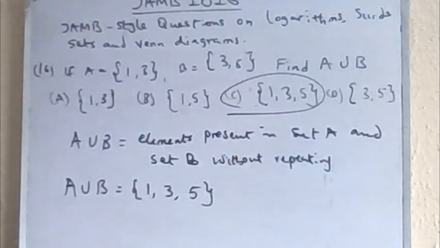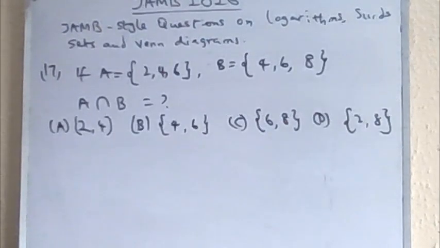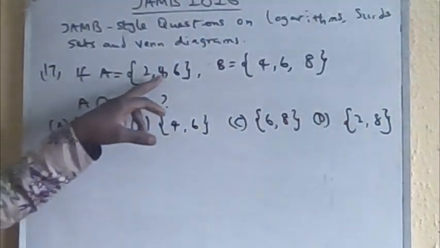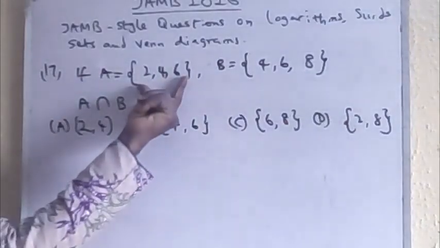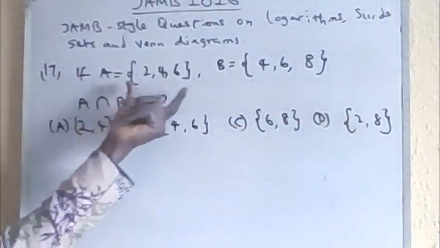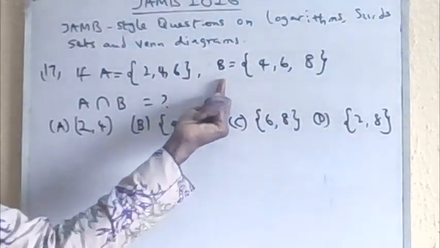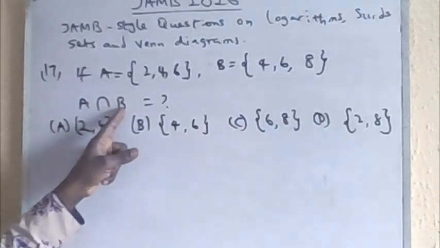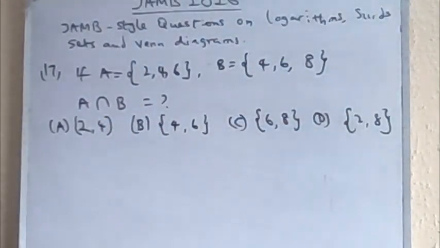Okay, so question 17, a JAMB style question, possible question for this year. Say A is equal to 2, 4, 6, that's elements 2, 4, 6. These elements are present inside A. And B, I have elements 4, 6, 8. What is A intersect B? List the set.